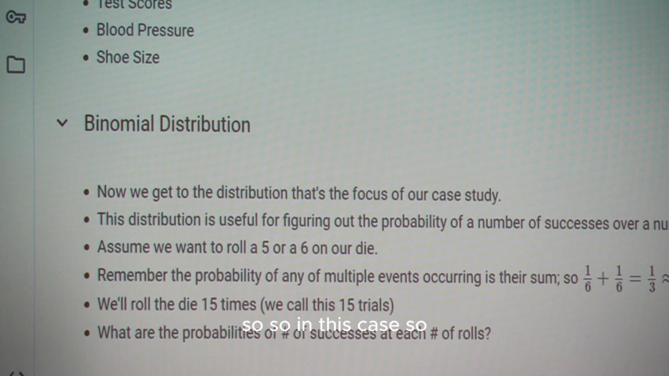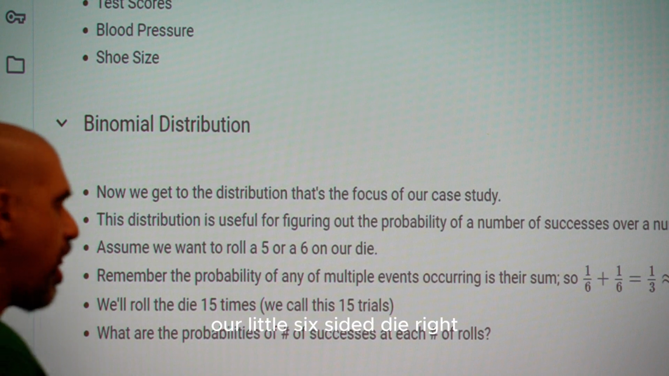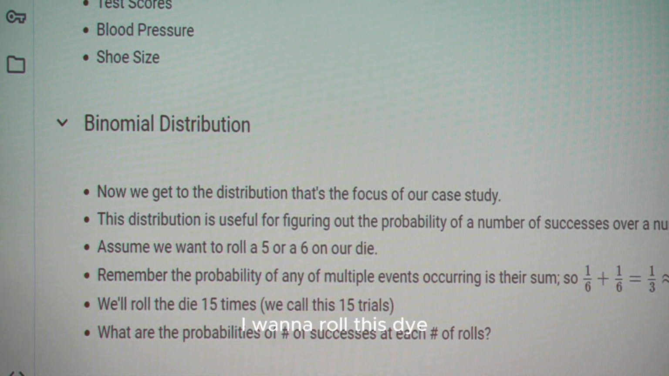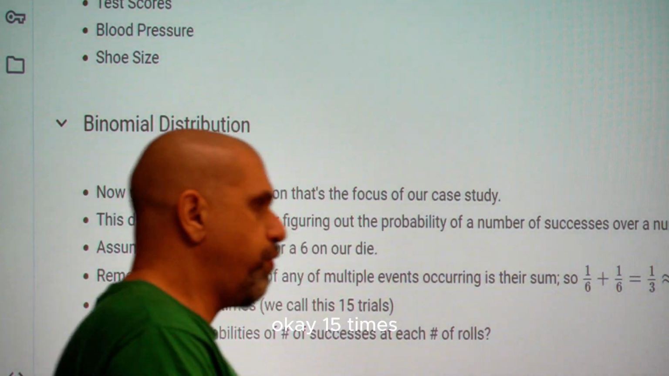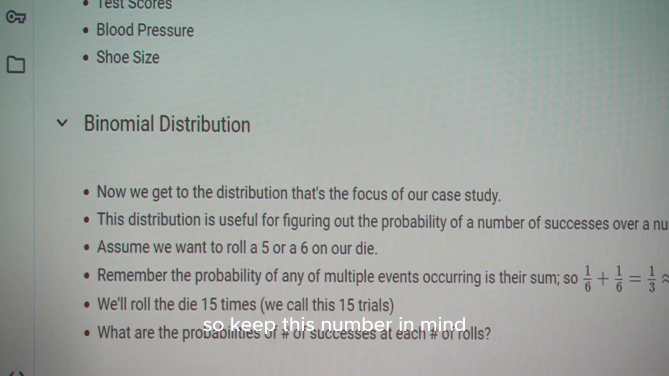So essentially, for example, let's say we go to our little 6-sided die, right? And you want to roll this die a certain number of times, let's say 15, okay? 15 times. That's going to be the number of tries, so we'll keep this number in mind.